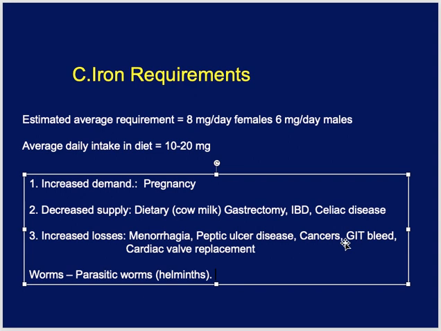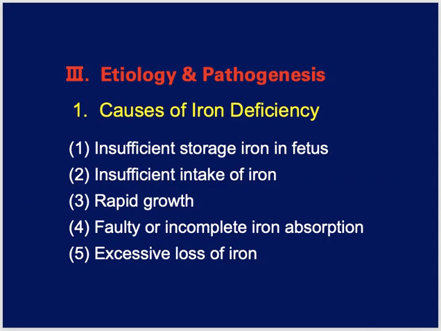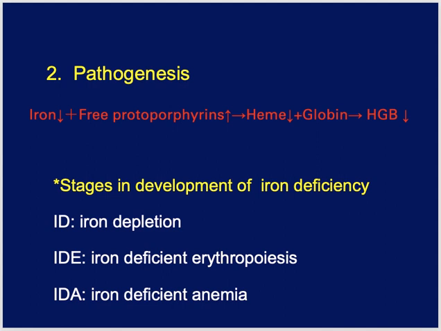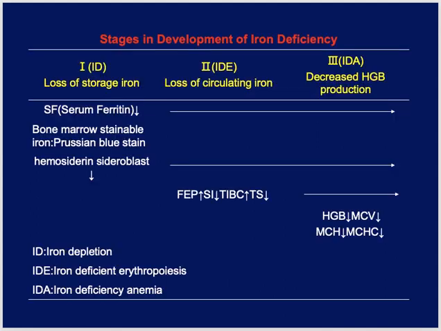Now, once we know the etiology of iron deficiency anemia, here you can see: insufficient storage iron in fetus, insufficient intake of iron, rapid growth, faulty or incomplete iron absorption, excessive loss of iron. I also classify them in the same way.